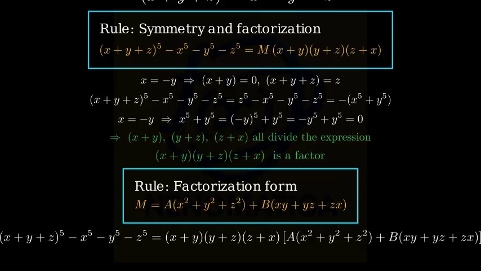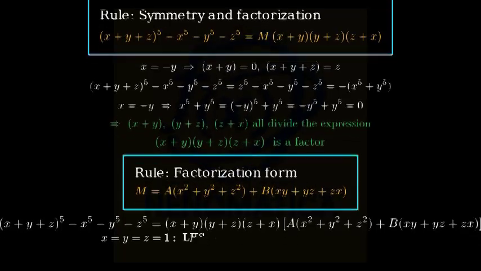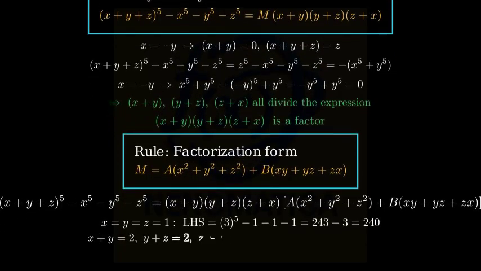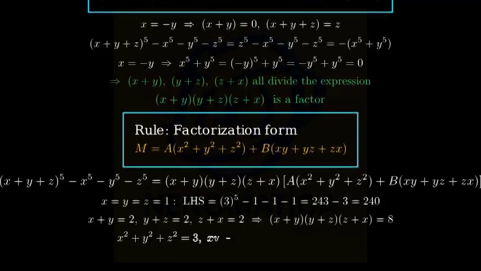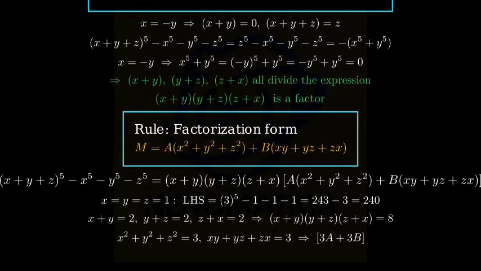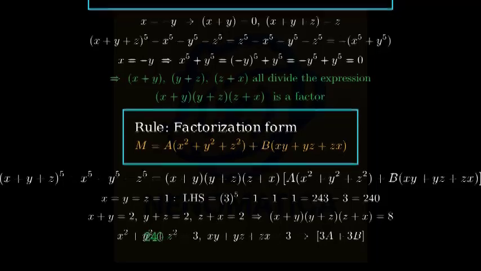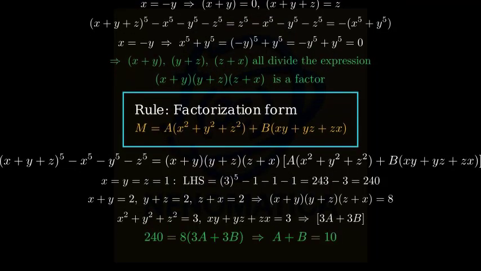First, set x equal to 1, y equal to 1, and z equal to 1. On the left side, 3 to the fifth minus 3 gives 240. On the right side, x plus y, y plus z, and z plus x all equal 2, so their product is 8. The bracket becomes 3A plus 3B. So 8 multiplied by 3A plus 3B equals 240, which gives A plus B equals 10.